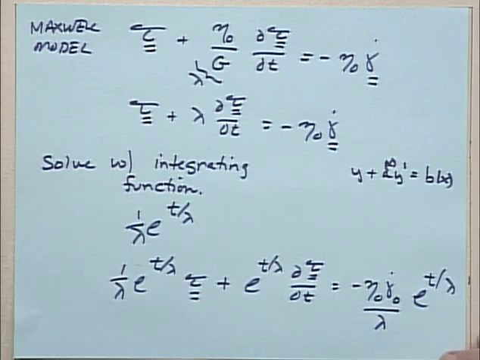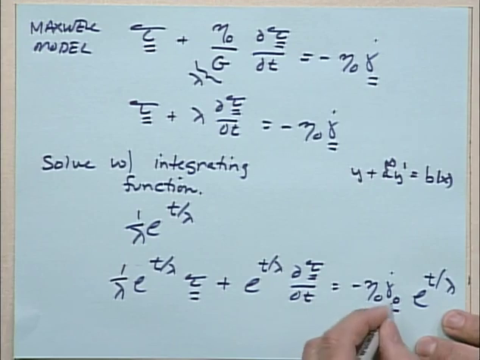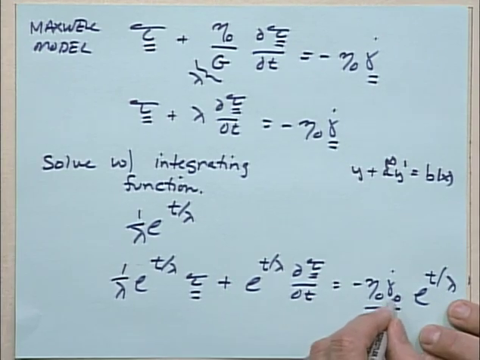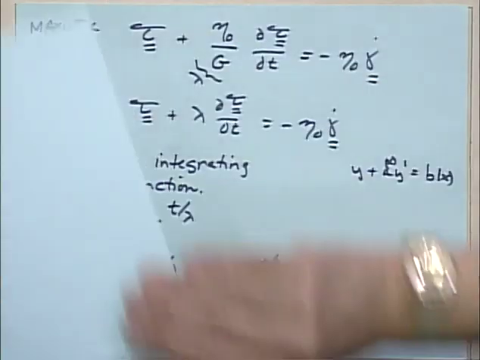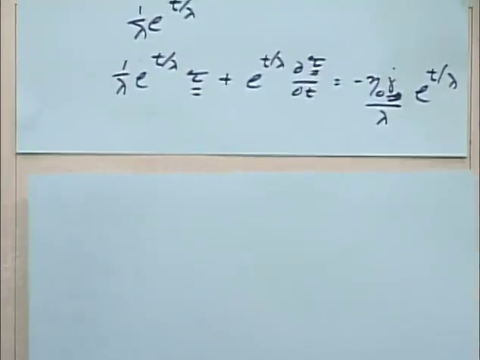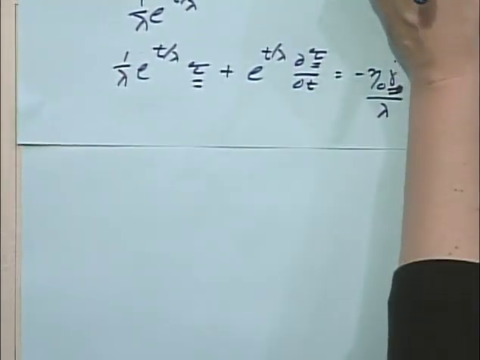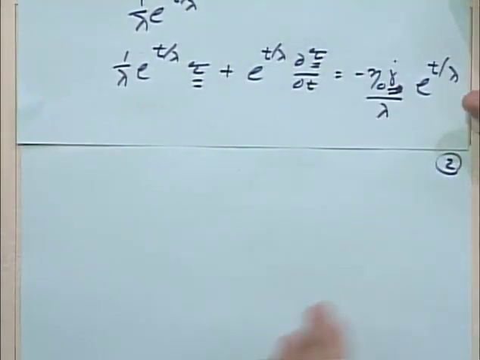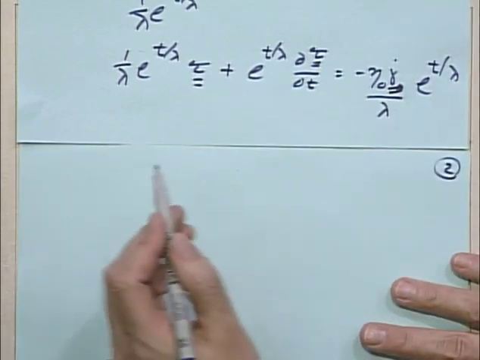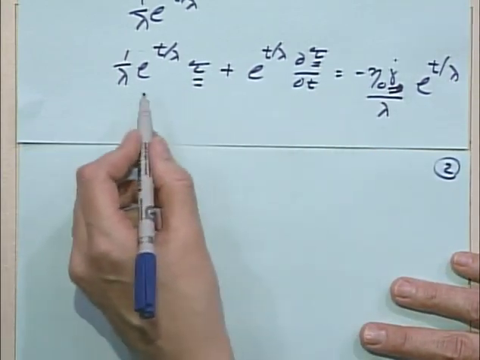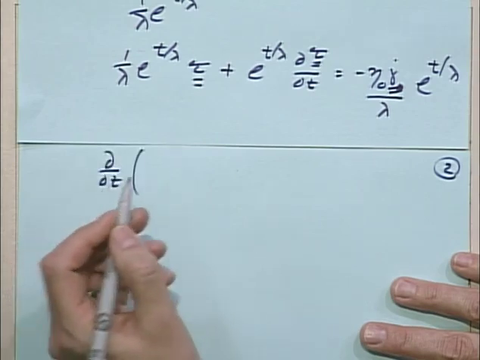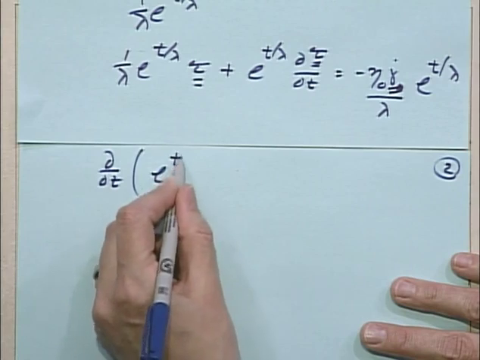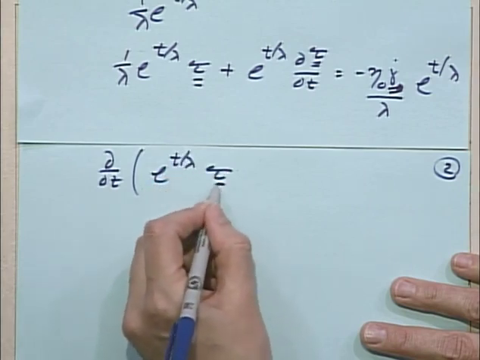And I do have that. We're good. This is a tensor. I don't know how this became gamma dot naught somehow. This is the tensor gamma dot. Now, the integrating function method, that choice of integrating function is entirely for this next step. It's entirely for the fact that now the left-hand side is equal to d by dt of the product e to the t over lambda tau.